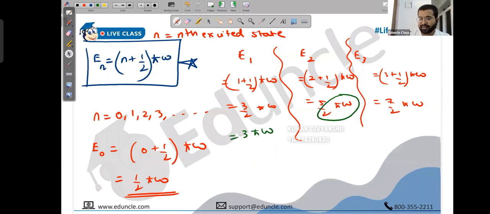So this is 3 h omega. Half h omega, that's E naught. That's 5 h omega. Again, half h omega is E naught, so this is 3 E naught. Half h omega is E naught, so this is 5 E naught. Half h omega is E naught, so this is 7 E naught.